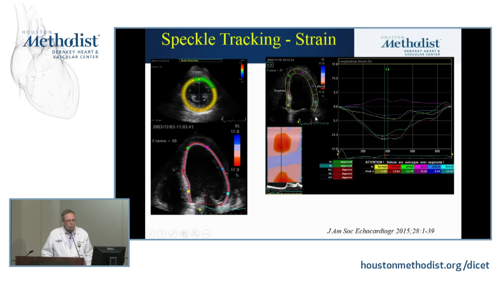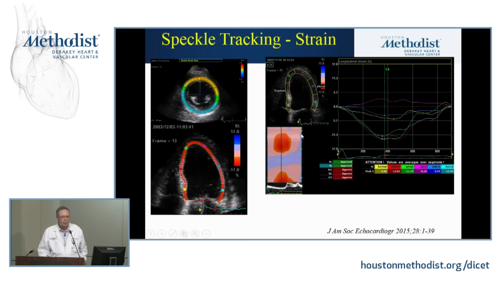So here, strain didn't do much. And this is wall motion score. So this is looking at EF. This middle range, over 35%, that's where the money was.